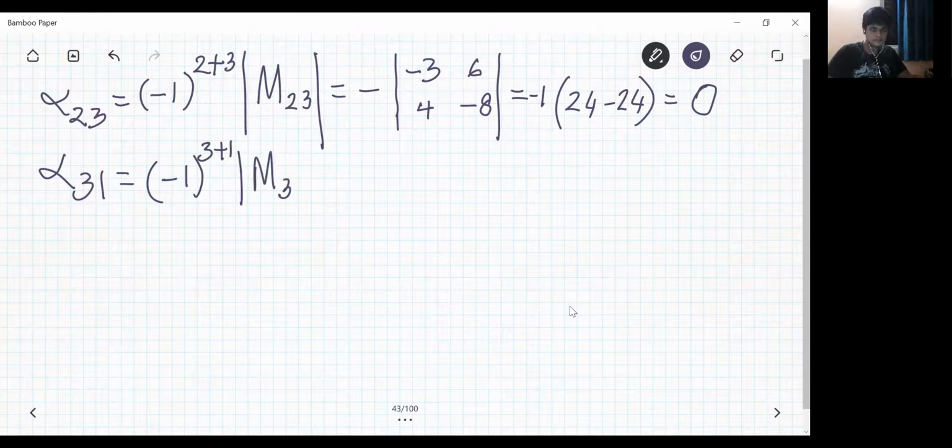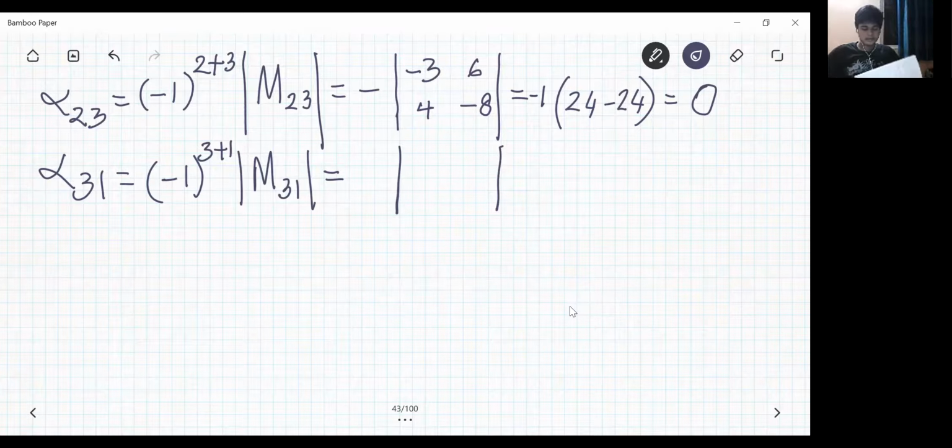It is not minus. 3 plus 1 is what? It is 4. Sorry, 4. So even number means plus, so we don't have to write the plus sign. So we should ignore the third row and first column. Then you will get the third row, first column, 6.